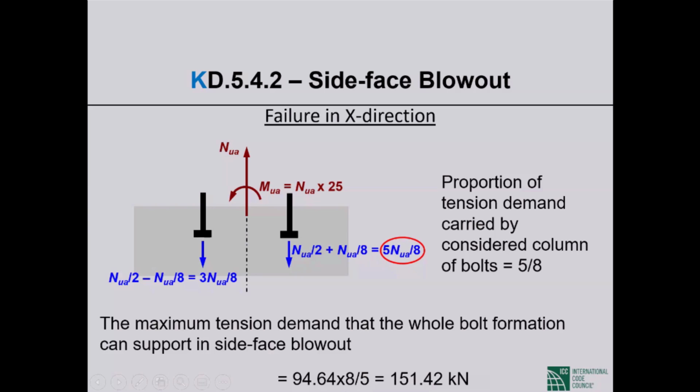So if the 3 anchors to the right can carry 94.64 kilonewtons, the group will be able to carry 8/5 of that, which is 151.42 kilonewtons. That is the side face blowout strength of the group, the maximum tension demand that the whole bolt formation can support in side face blowout. That is very precise language that we used here. Okay.